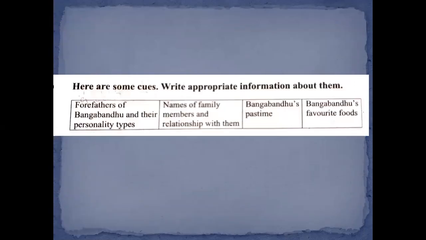Have a look here. This is section D. Here are some cues. Write appropriate information about them. First cue: forefathers of Bangabandhu and personality types. Who are the forefathers of Bangabandhu according to the text?